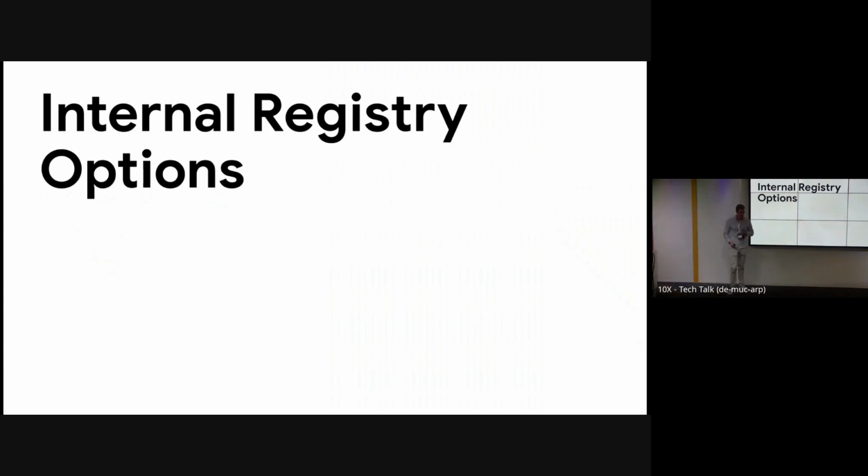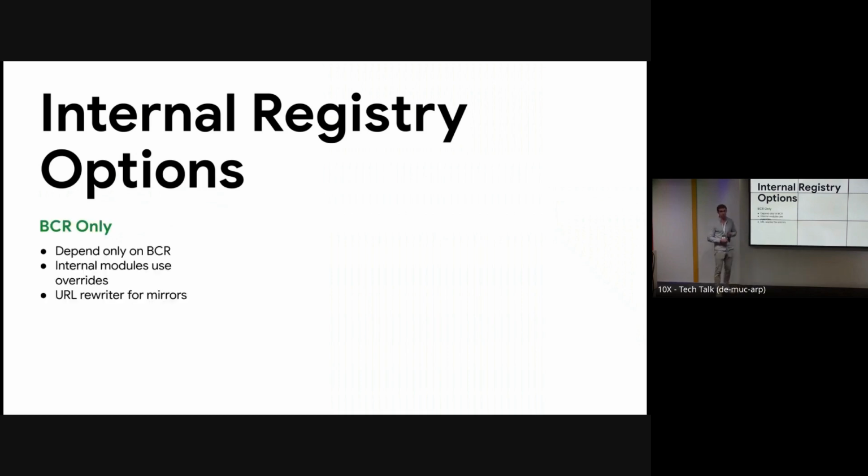Cool. So the first design decision is, what do you do for an internal registry? The first option is you depend only on the BCR. This means you rely on every module that's in the BCR only, and if you have any internal modules, let's say an internal rule set, you need to use internal overrides to do this. You can use the URL rewriter for mirrors, so you don't have to worry about integrity or availability of github.com, but we still have to depend on the BCR.